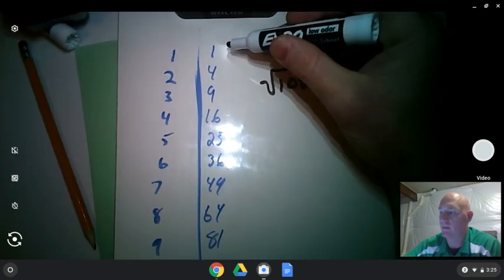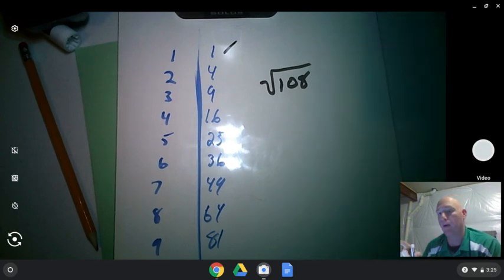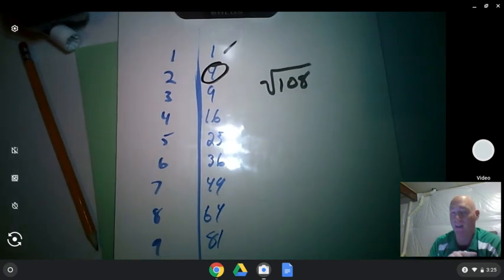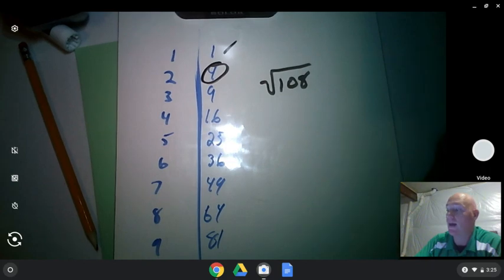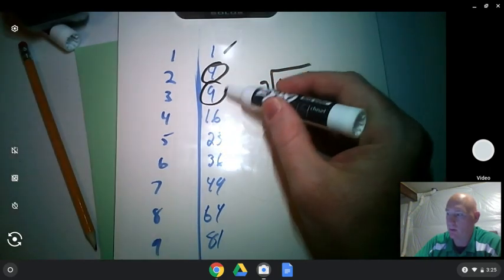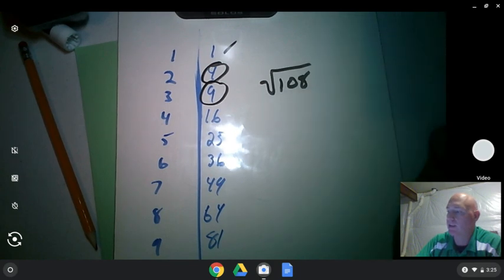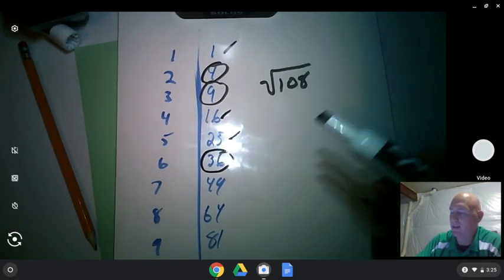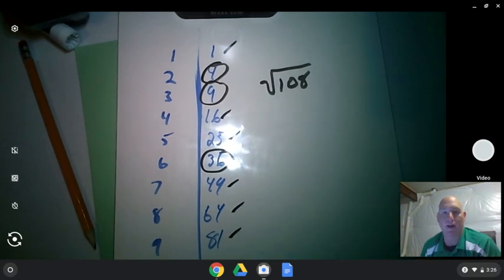1 obviously is a factor. 4 is a factor of 108. 4 would work, but it would leave us with something else. So 4 works, but let's see if we can find a bigger one. 9. 9 would be a factor of 108, but let's see if we can find a bigger one. 16. 16 is not a factor of 108, I don't believe. 25, not a factor of 108. 36 is. 49 is not. 64 is not. 81 is not. And the rest of those will not work.